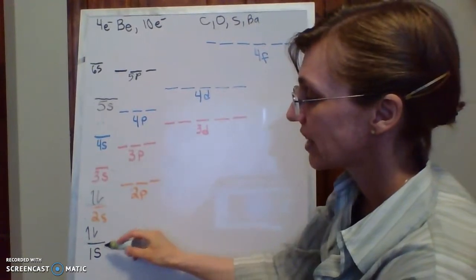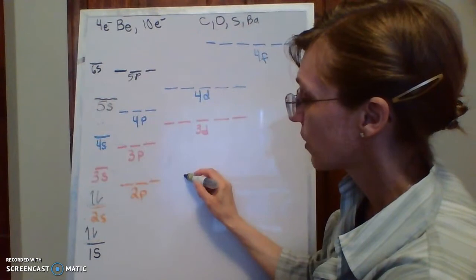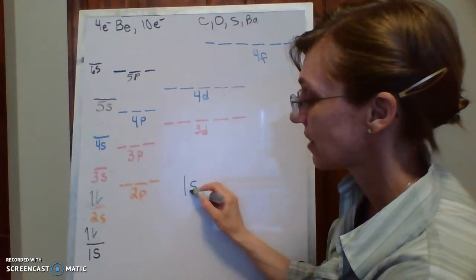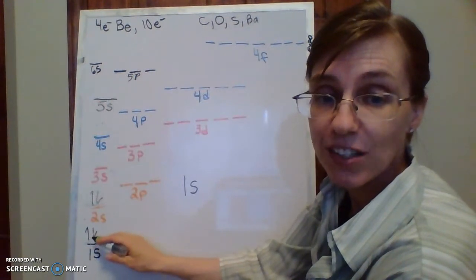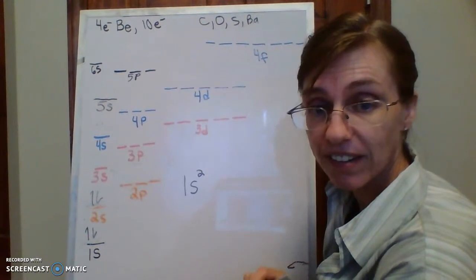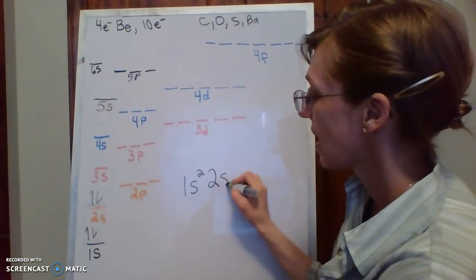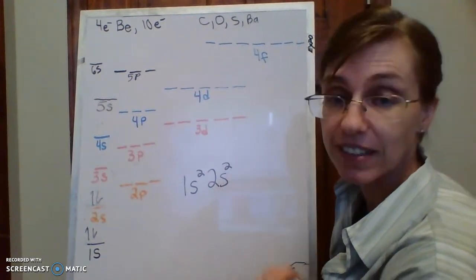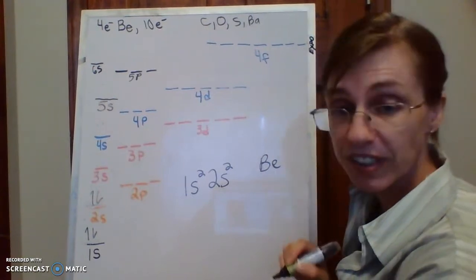One way of doing it is to just write out the orbitals that are occupied. So we're going to write 1s, that tells us which orbital we're talking about here. And it has 2 electrons in this orbital, so we're going to write a superscript of a 2 in there. Then we look at the 2s, and it also has 2 electrons in there, so we're going to put a 2 up there. This is the electron configuration of beryllium.